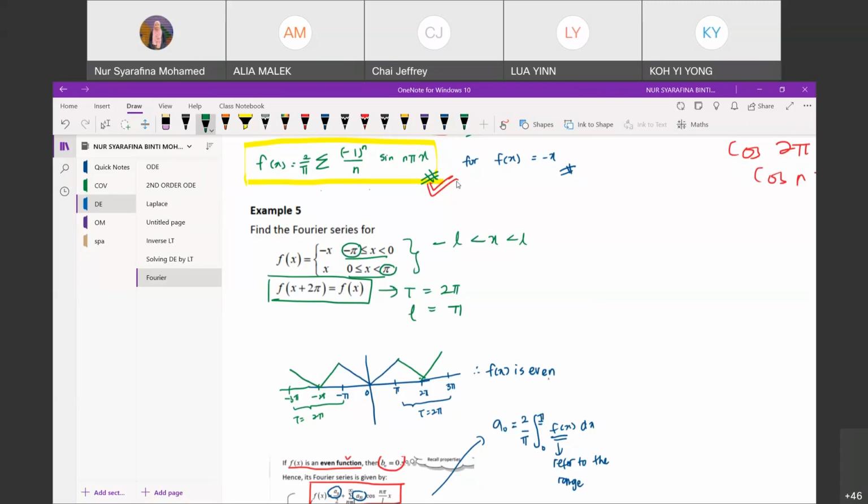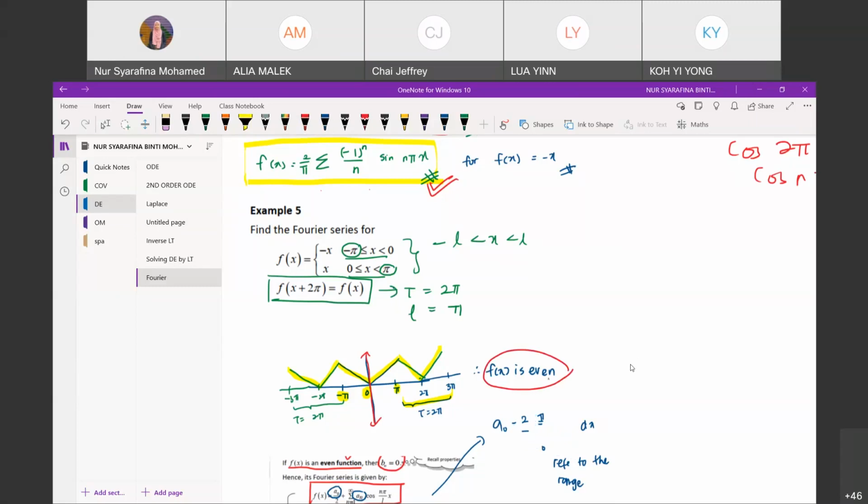So next, you have to plot. For this case, you have to plot to know whether the function is even or odd or neither. So as you can see, function f equals negative x from -pi to 0, and the function equals x from 0 to pi. So it is repeated about T equals pi, then repeated. As you can see from this graph, it is symmetric about the y-axis, where this is your reflection line. And when it is symmetric about the y-axis, then the function is even.